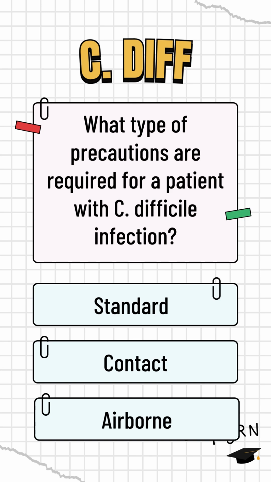What type of precautions are required for a patient with C. difficile infection? Contact precaution. C. difficile requires contact isolation with disposable gowns and gloves, and single-use equipment such as disposable stethoscopes.